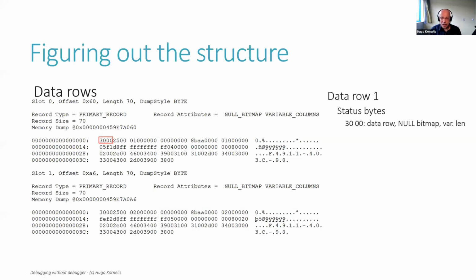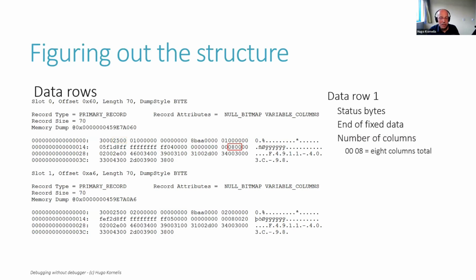Now, when you know that it's a data record and there is a null bitmap, then the next 2 bytes specify the location where you find the number of columns. The structure is that we first store all the fixed length data, then 2 bytes with the number of columns, then the null bitmap, and then the variable length information. So it stores the position where the number of columns is stored, the end of the fixed length data. That's 0025 hexadecimal or 37 decimal. So I count which byte that is, and these 2 bytes are the number of columns. So we have 8 columns total.